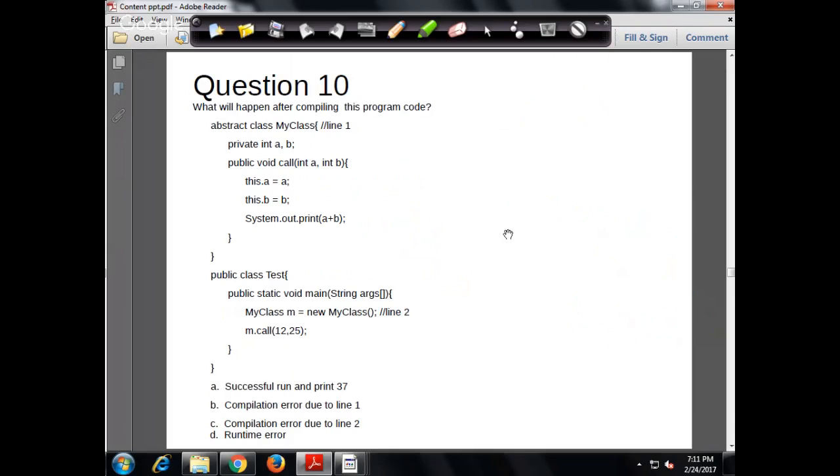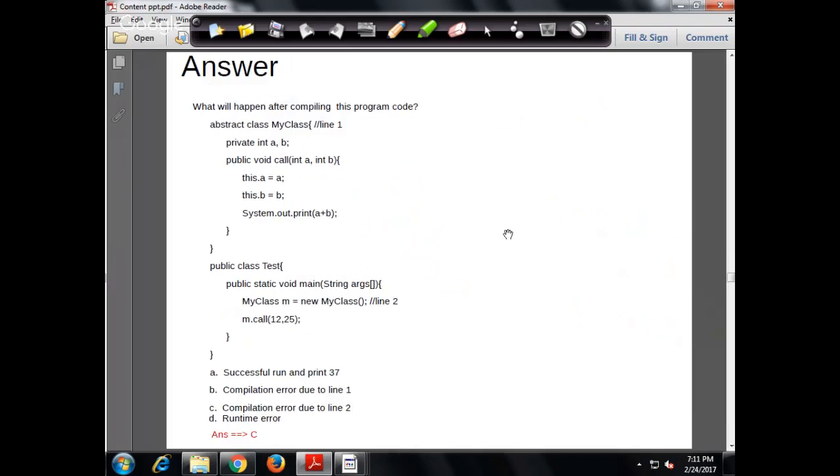Jitendra is talking about parameters. Jitendra says answer A. Chaitanya says option C. Okay, guys, let me just show you the correct answer for this. And the correct answer is option C, the compilation error.